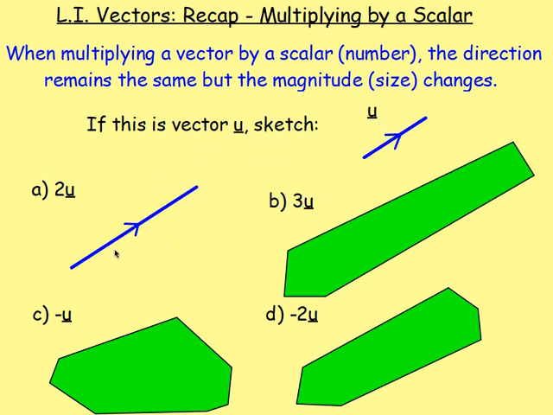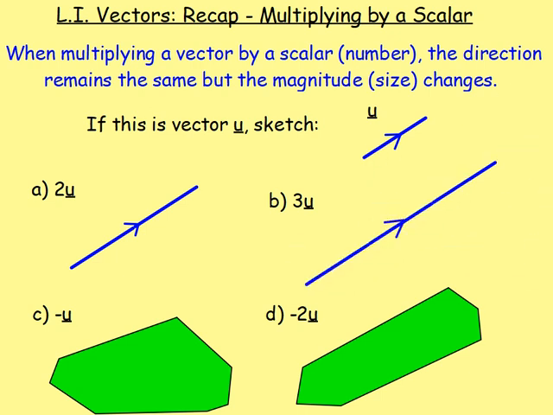So it's going to be 2 times the length of u. You can see here, from here to here is about 1u, and then from here to here is another u, so that's just going to be 2u, and the direction remains the same. 3u, how do you think that would change, Connor? Yeah, it's just going to be 3 times the length. Good. So you would have something that looks like that. So direction remains the same, but the size is going to change.